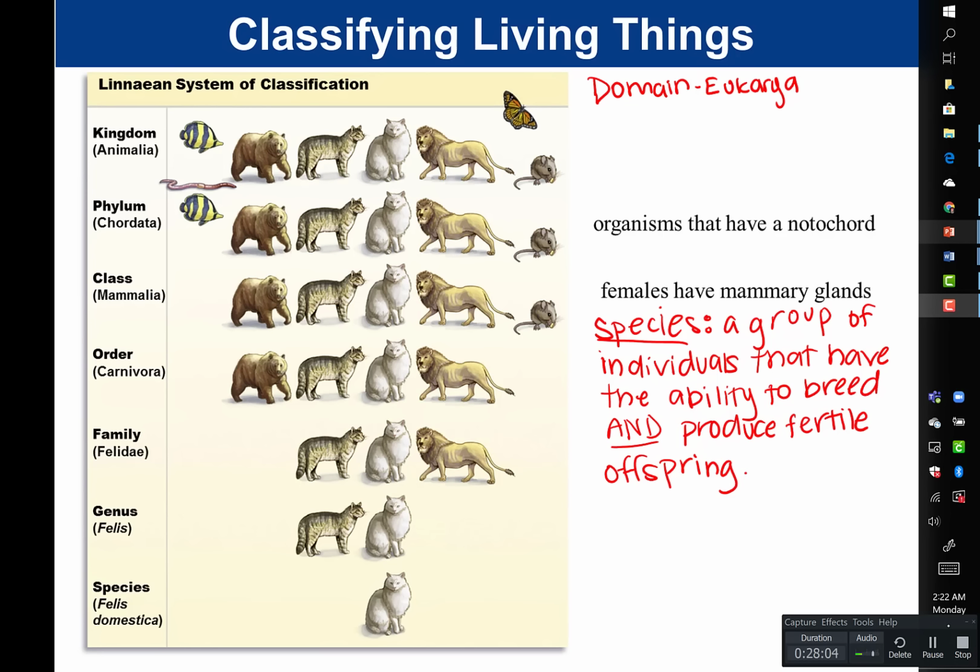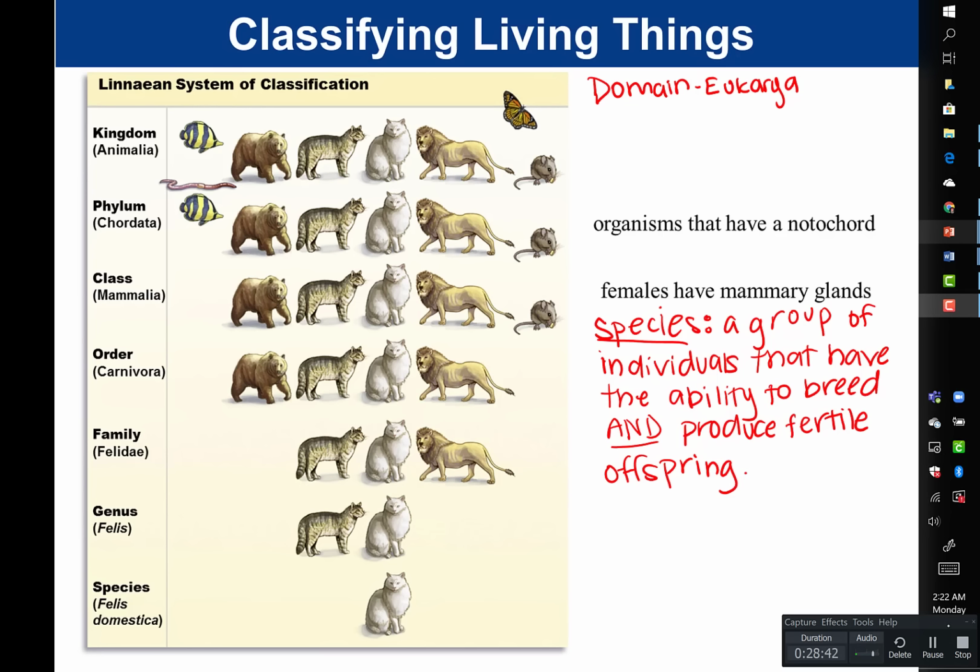Now, does that apply to everything? The answer is absolutely not. Think about organisms like bacteria. They have a species, but we can't use this term or this definition to help define a species because bacteria reproduce asexually. They simply make a copy of themselves. So we can't describe them in a way that says that they have the ability to breed. They don't actually breed at all. They simply just make a copy. And so this is kind of this overview of what a species is. But again, recognize that this doesn't apply in every instance.